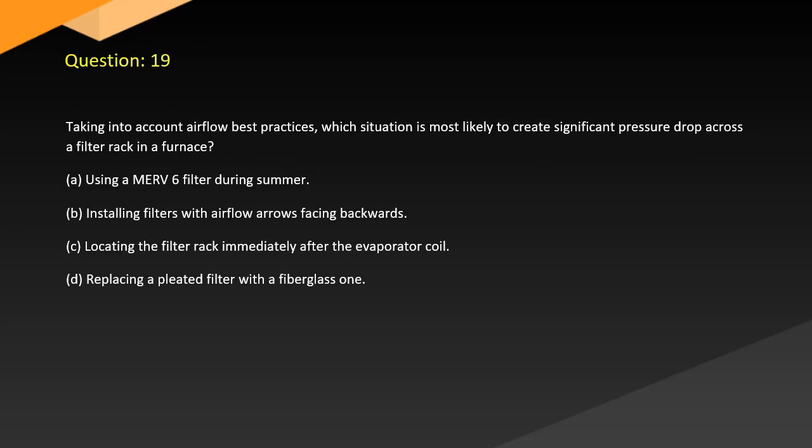Question 19. Taking into account airflow best practices, which situation is most likely to create significant pressure drop across a filter rack in a furnace? A. Using a MERV 6 filter during summer. B. Installing filters with airflow arrows facing backwards. C. Locating the filter rack immediately after the evaporator coil. D. Replacing a pleated filter with a fiberglass one.